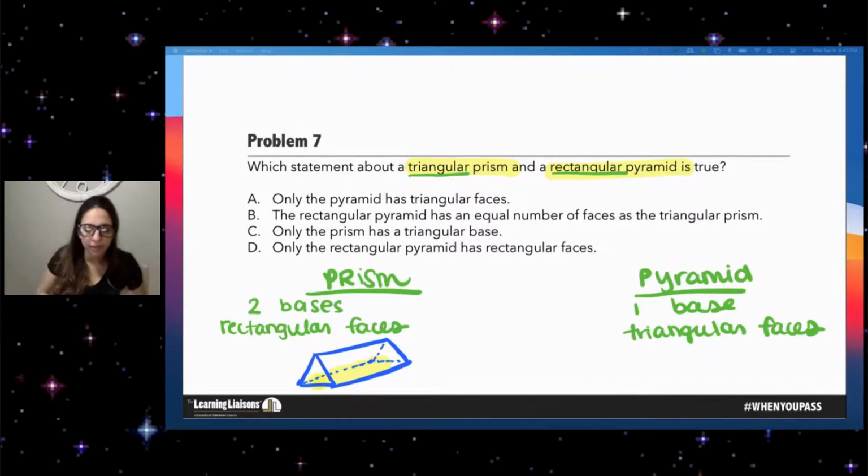So knowing that, how many faces does this prism have? It has 5 faces. It has 2 bases, 1, 2. And then how many rectangles are there?